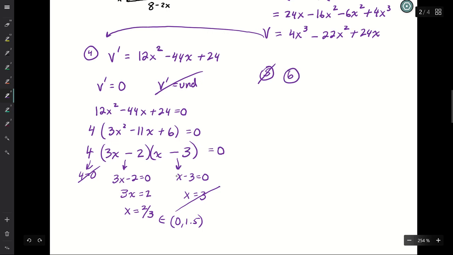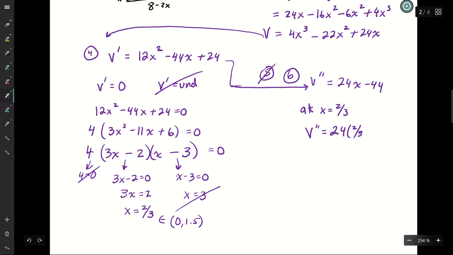Number 6, then we take a second derivative. And what I'm going to do is take the second derivative from this step here. That would be easy. So that would be 24x minus 44. And then I'm going to evaluate that specifically at x is equal to 2/3. So at 2/3, f double prime would be 24 times 2/3 and then minus 44. Okay. Plugging that in on the calculator, we're going to get negative 28.